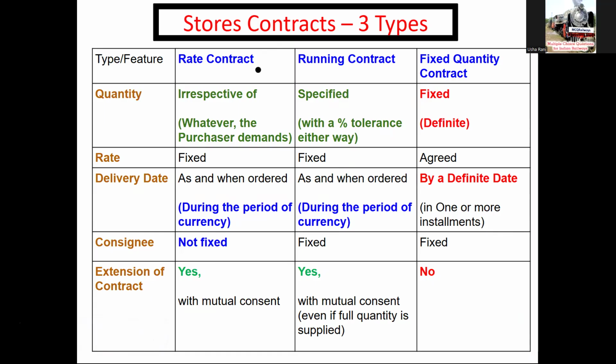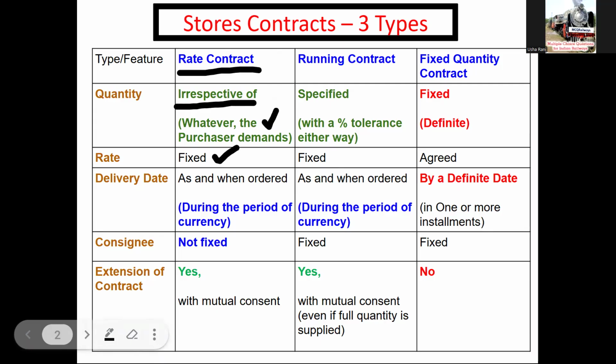First, we'll check rate contract. The feature is that irrespective of the quantity, whatever the purchaser demands, the supplier has to provide. And throughout the period, it is a fixed rate, no change in the price. On delivery date, there is no fixed delivery date, as and when ordered during the period of currency. Usually, it is 1 year.